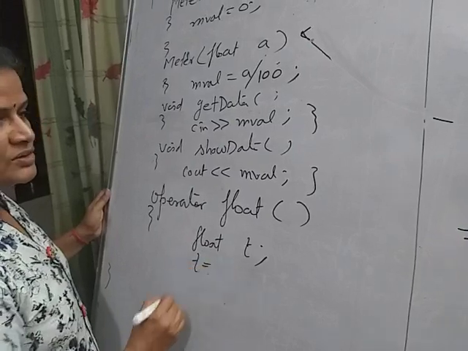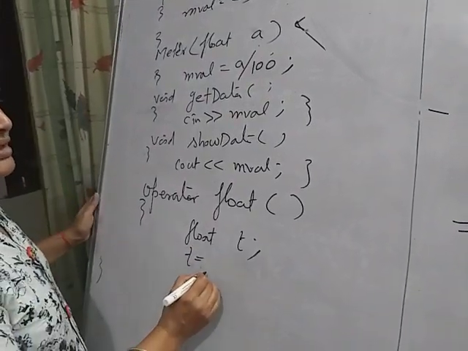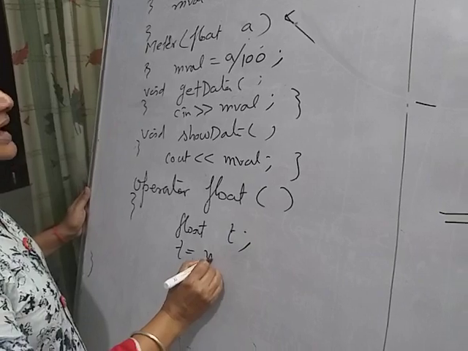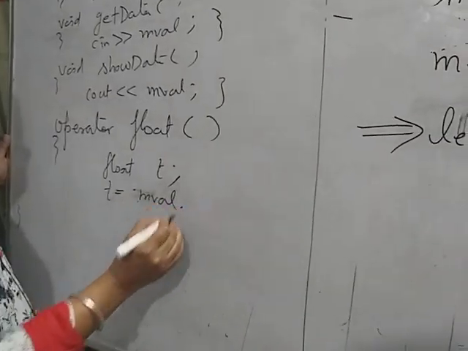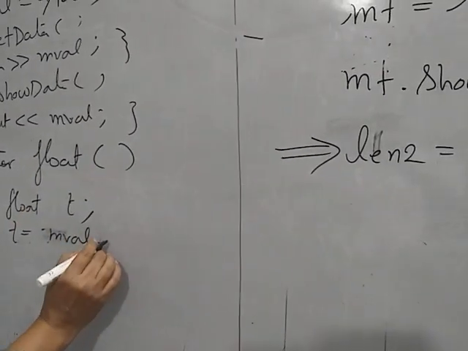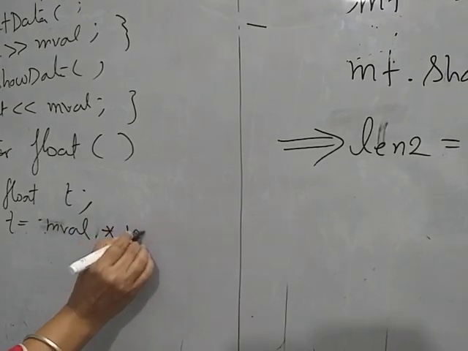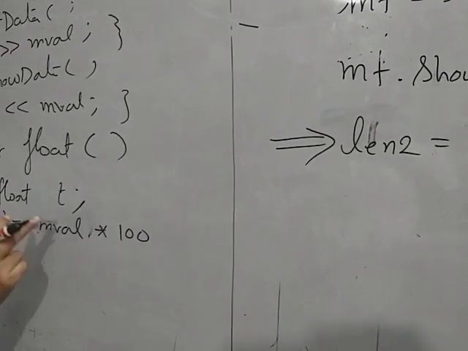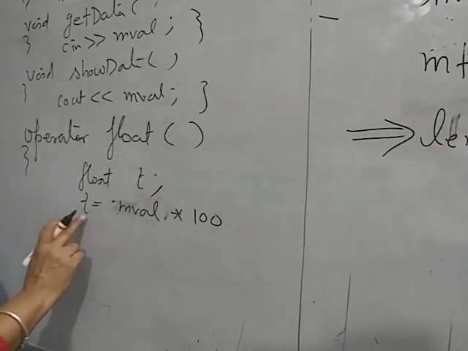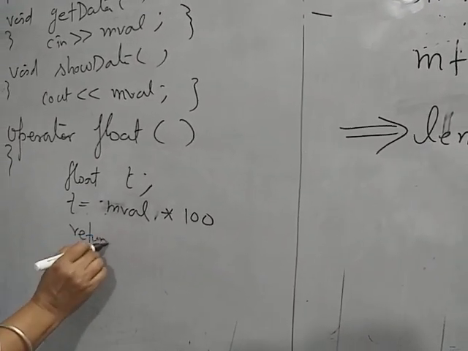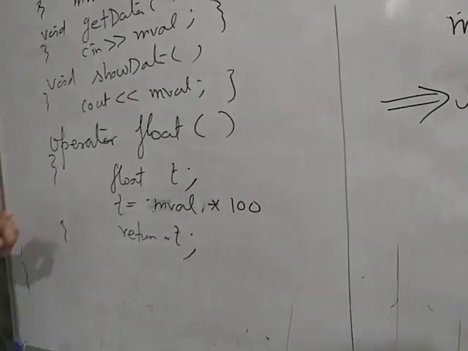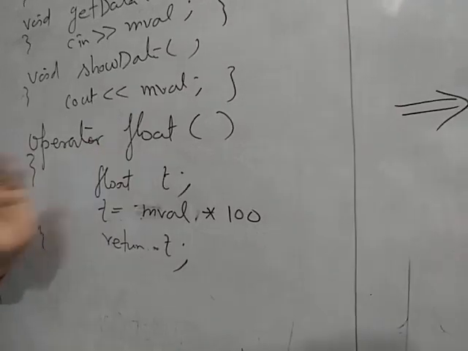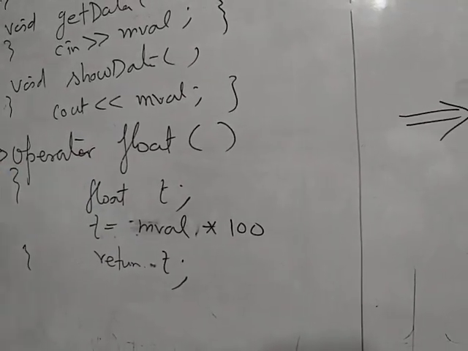So here the basic type, and then say here I write float t equal to m val, which is associated with what? Empty 1. M val dot into 100, because here I want to convert the meter into centimeter. So t, and return t. Okay, again see very carefully that this float is a special conversion routine.